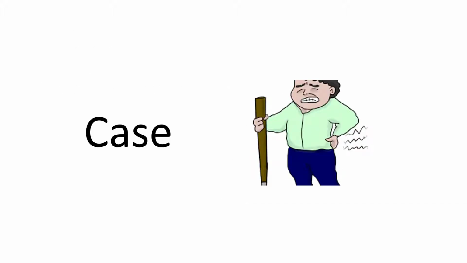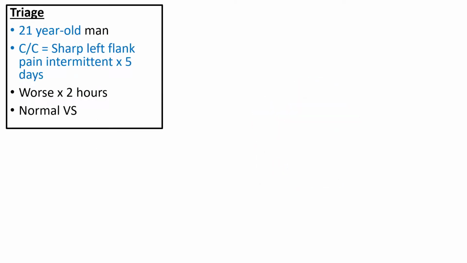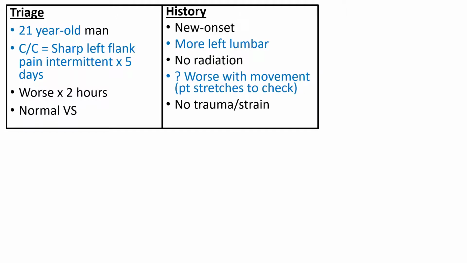Let's start it off with a case. A 21-year-old man presents to triage with the chief complaint of sharp left flank pain, which has been intermittent for 5 days. It's now worse for the last couple of hours, and his triage vital signs are normal. Further history shows that it's new onset, never had it before. It's more left lumbar, there's no radiation to it, and when you ask if it's worse with movement, the patient kind of stretches in front of you to sort out the answer to that question.